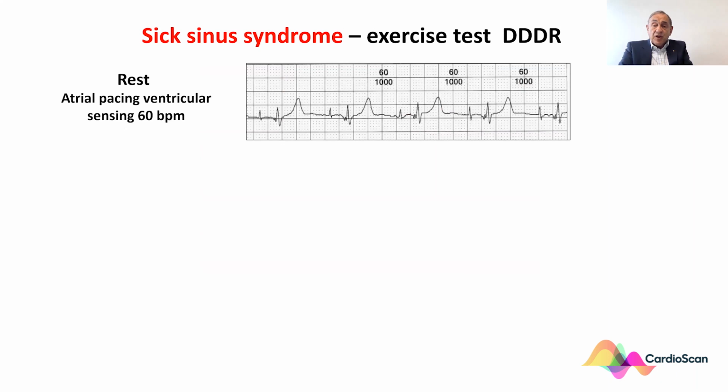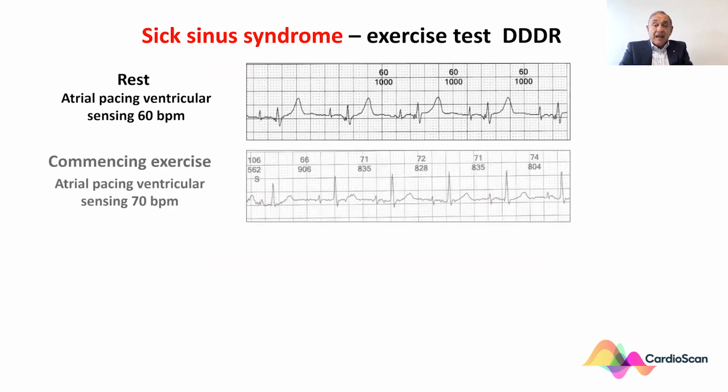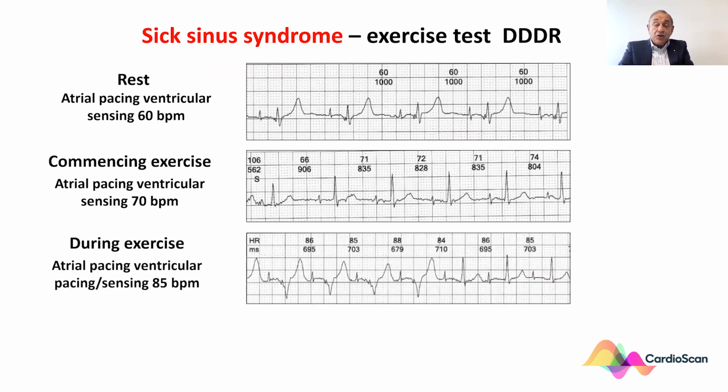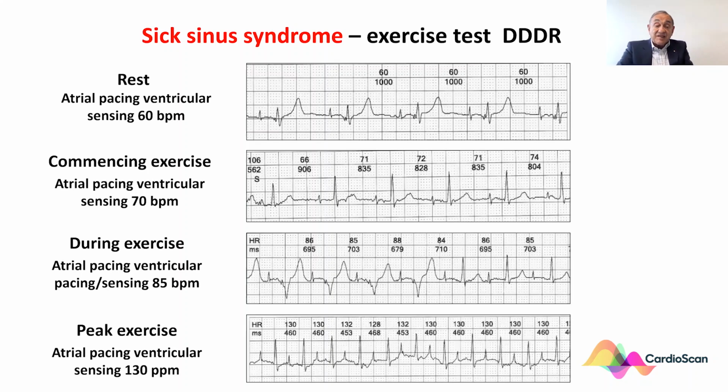With the sick sinus syndrome, as we saw, at rest, we have atrial pacing and ventricular sensing. Then, with commencing of exercise, the rate goes to 70 beats per minute, which of course is atrial pacing and ventricular sensing. During the exercise, in this example, there is some ventricular pacing as well. And then at peak exercise, atrial pacing, ventricular sensing at 130 beats per minute, a highly physiologic response to exertion.